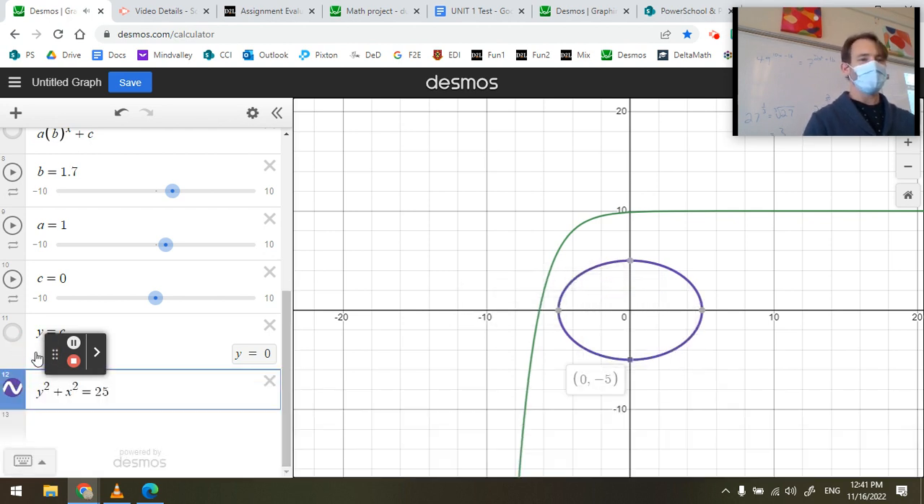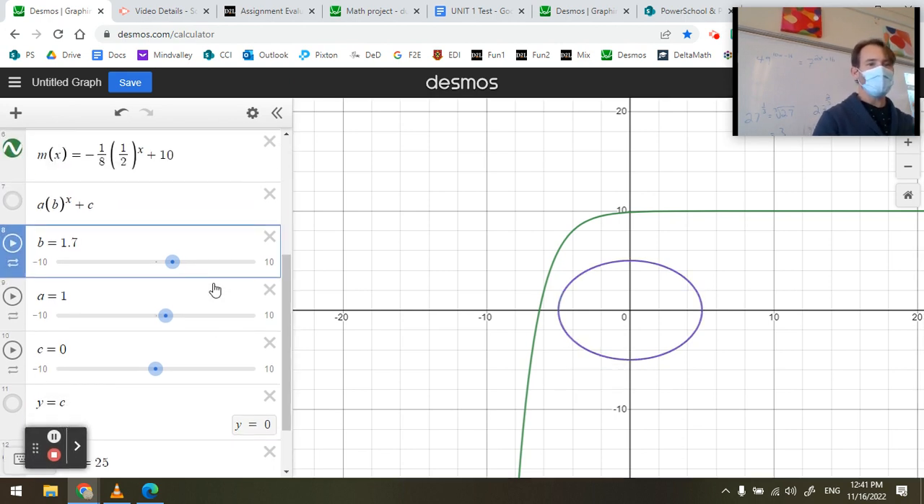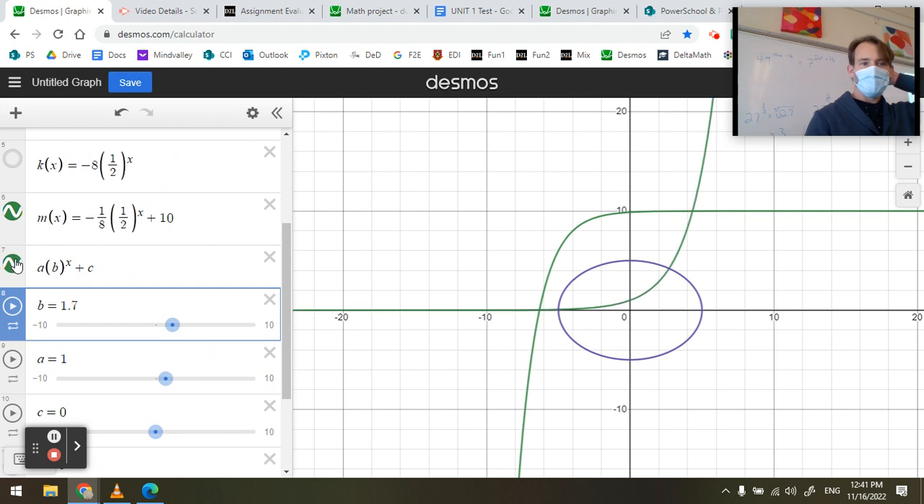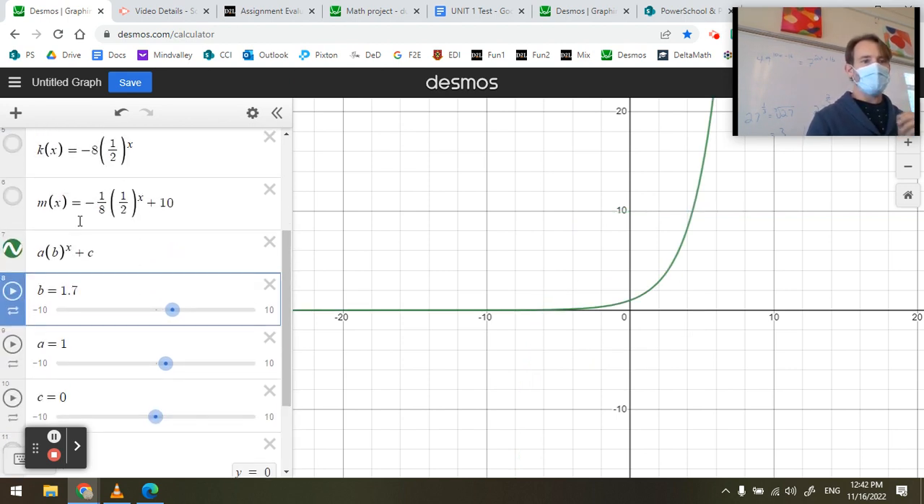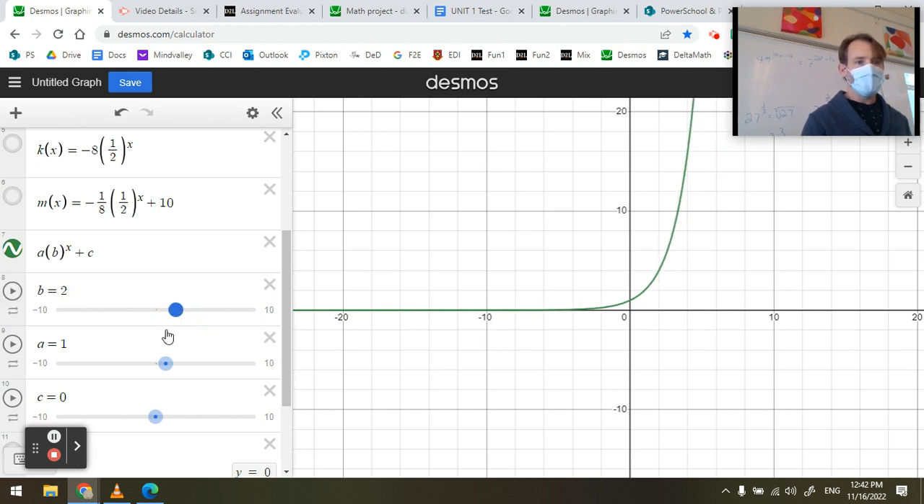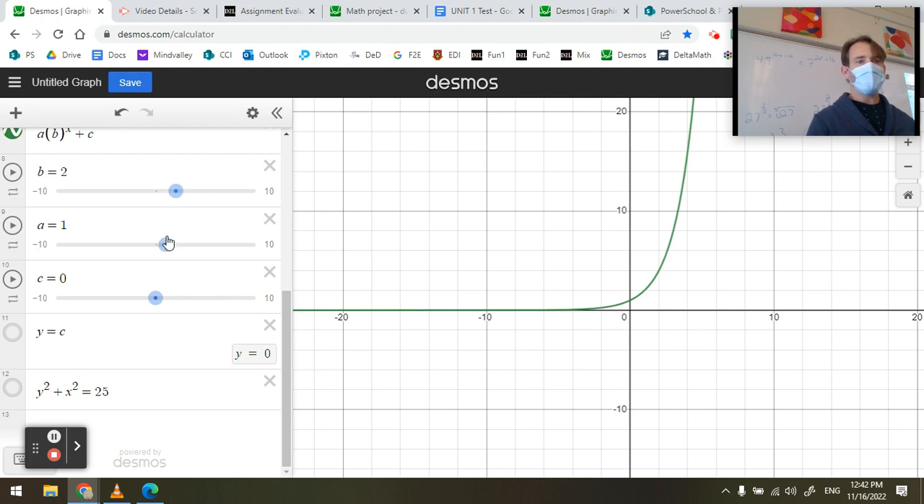Okay, so this now just became maybe the most off-topic video we've done in class. But anyway, this is what I want to take a look at here. Let's look at this exponential function where we just have an a, a b, and a c. So with this one, if I set my b to something like 2, my a to 1, and my c to 0, this is just f of x, right? It's the same function.